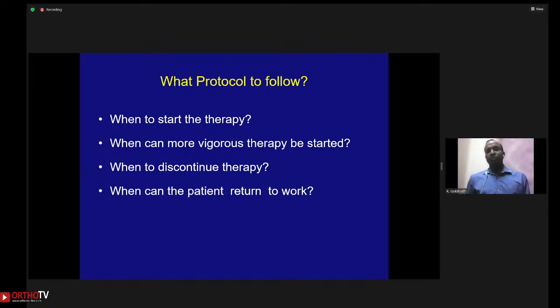So what protocol to follow? Since all five structures, arteries, bones, nerves, everything has been included and repaired, each structure has a time limit for healing. So we have to fix a time mentioning all the things, and there is no time frame till now for when the therapy is to be started. Everything says that how early we start, it gives the positive outcome.